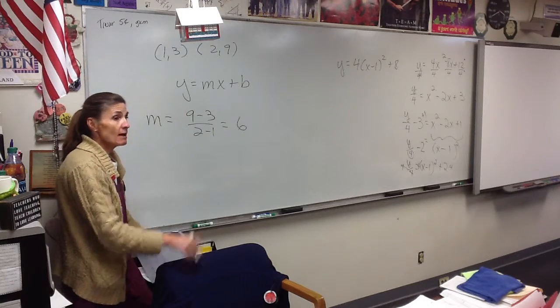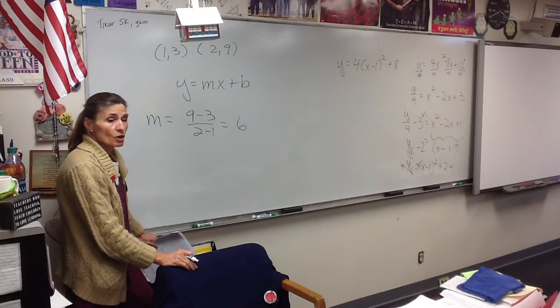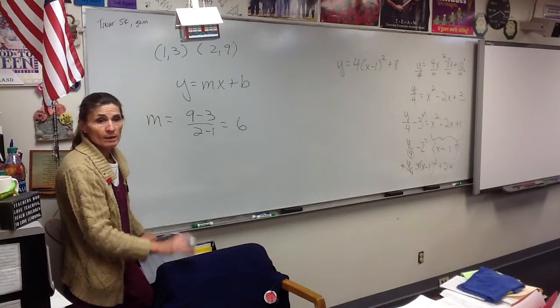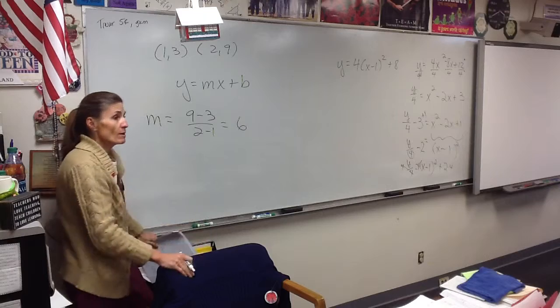If you do that upside down, you miss half credit. I'm not messing around with it. Slope is y over x. Now what? You're partway there. Now what?